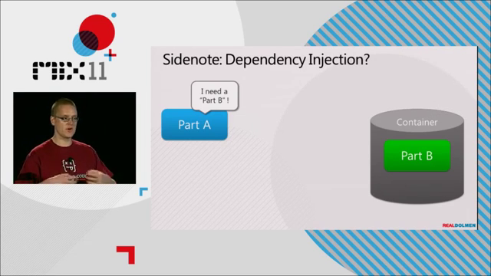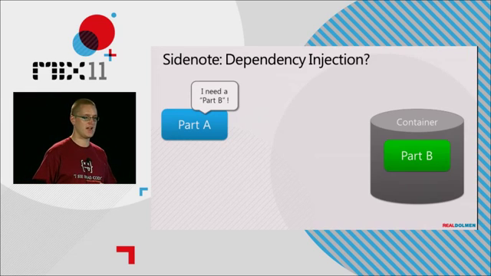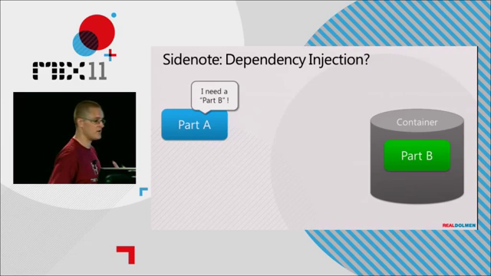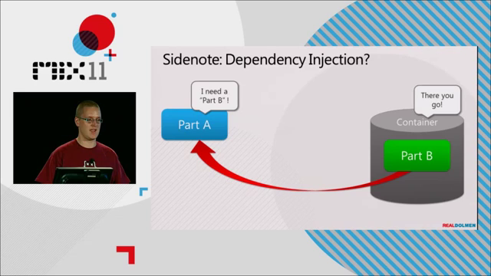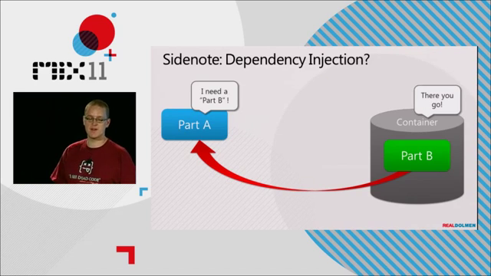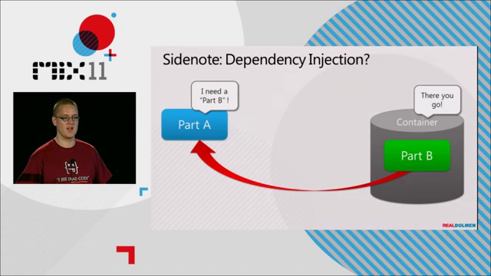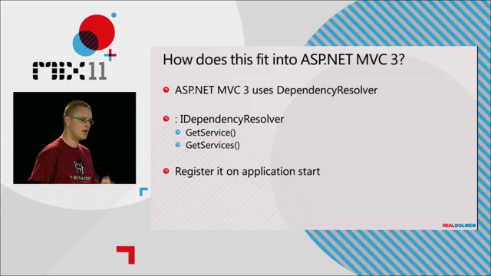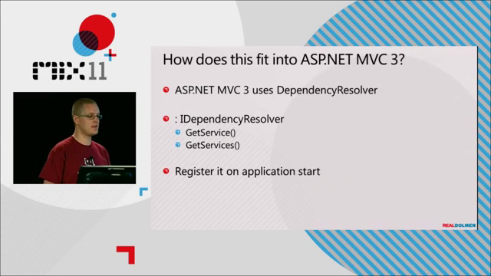And then the container will look up all the components that it knows, either because it's registered in the container, or because the container has discovered everything, but it will look for part B and provide it to part A. So basically, it takes the injection of dependencies out of your hands and provides it to the objects that you're using in your application. So how does this fit into ASP.NET MVC3?